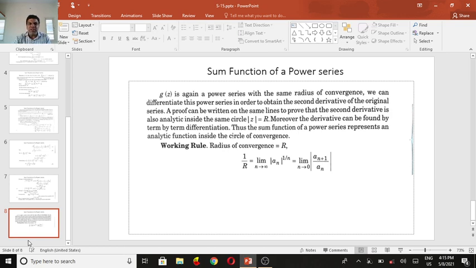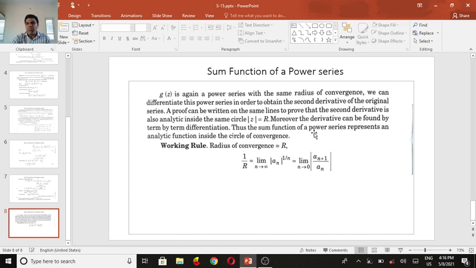Again, g of z is a power series with the same radius of convergence. We can differentiate this power series in order to obtain the second derivative of the original series. A proof can be written on the same lines to prove that the second derivative is also analytic inside the same circle mod z equal to r. Moreover, the derivative can be found by term by term differentiation.